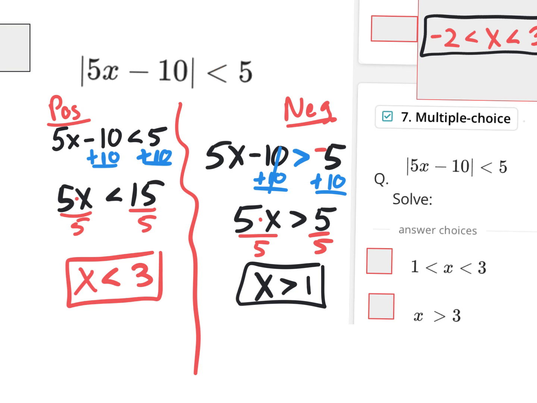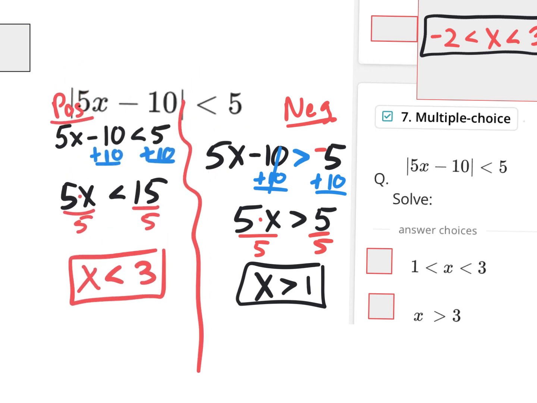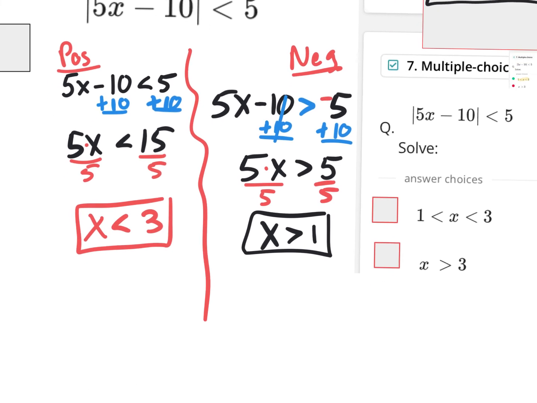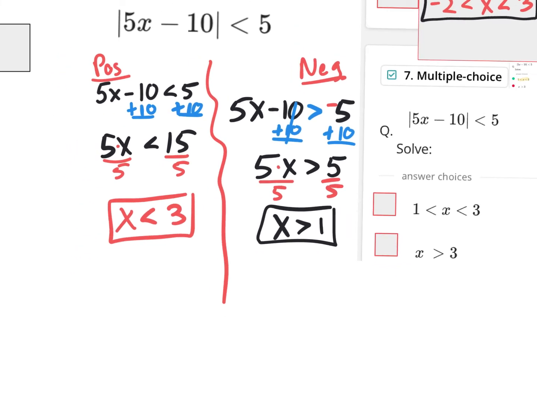There is a third step to this though. In addition to isolating it, it was already isolated, in addition to doing the positive and negative situation and getting answers, we also need to go to a number line and graph our inequalities.